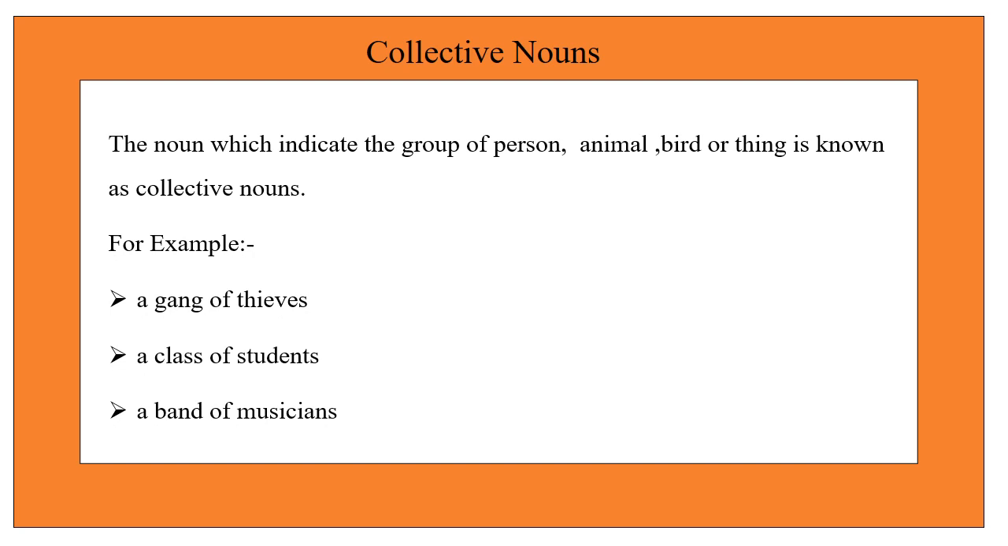When many thieves come together, it is known as gang. Second example is a class of students. When many students come together, it is known as a class. Okay, so class is collective noun here. Third example, a band of musicians. When many musicians come together, it is known as a band of musicians. Understood? Okay, these are the examples of the collective noun.